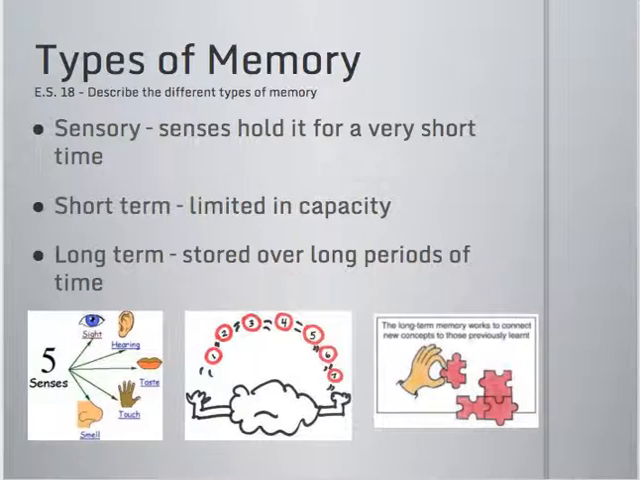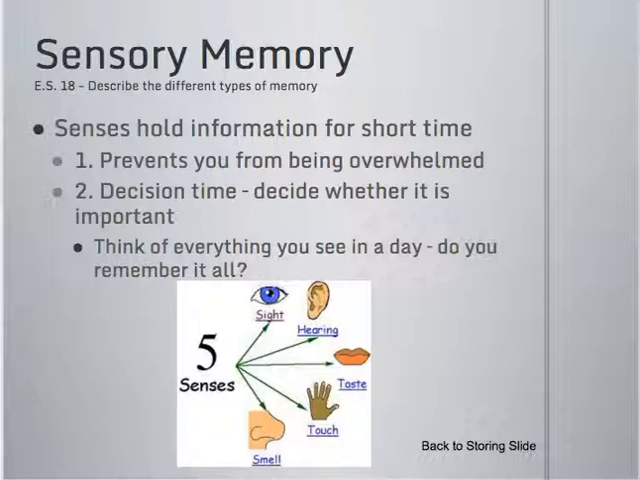So let's talk about your types of memory now. These are the different types of memory. You have sensory, you have short-term, and you have long-term. Sensory memory deals with your senses. You have 5 senses.